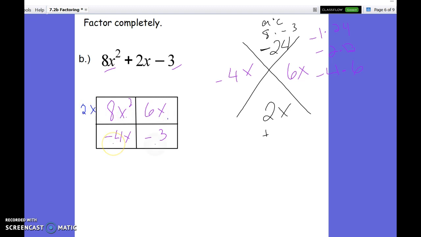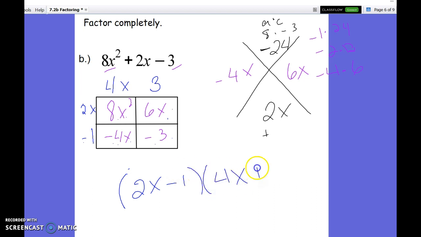Looking at negative 4x and negative 3, well, we can factor a negative out. Nothing goes into 4 and 3 other than 1. So I'm going to take a 1 out of there, and it looks like we can't take an x out, so we're done there. 8x squared and negative 4x, well, we could take a 4 out, and we could take an x out. And then 6x and negative 3, well, we can't take an x out, but we could take a 3 out. 3 goes into 6 and negative 3. So our factors are 2x minus 1 times 4x plus 3.